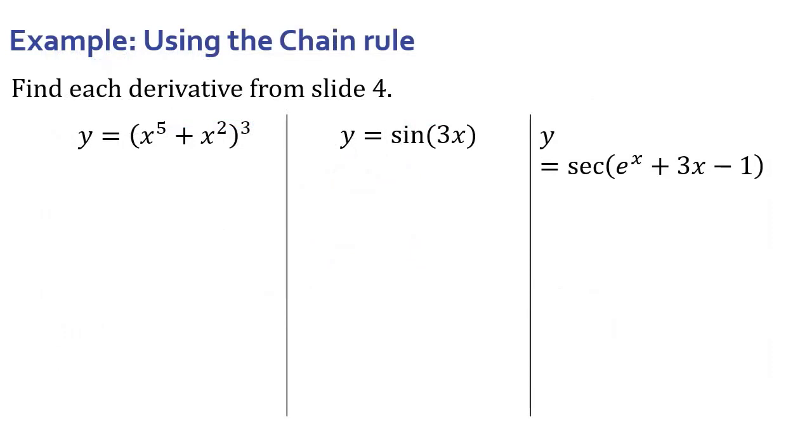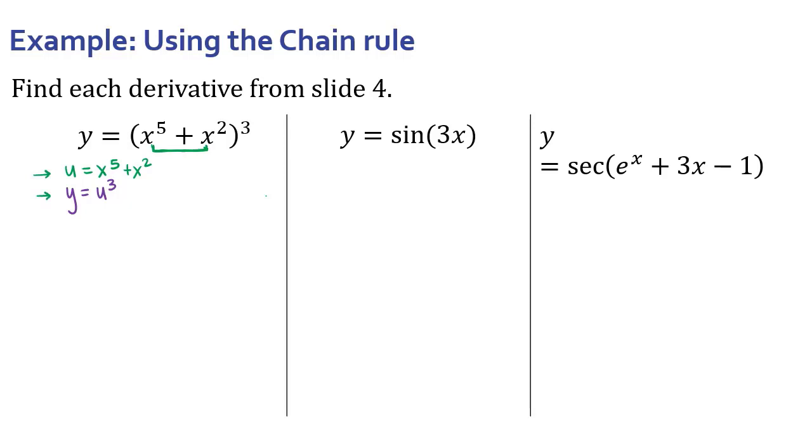Find the derivative of each from slide 4. Okay, so we established that our inside function was x to the 5th plus x squared, and our outside function, if I did it in terms of u, would be u cubed. So if I'm calling this u, I can take that out and put u cubed. And both of these are things that I can actually differentiate.